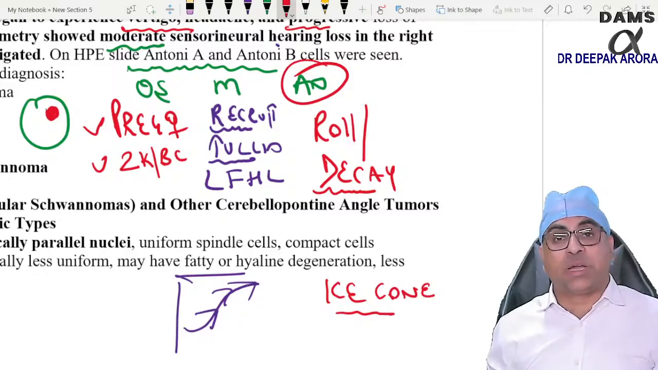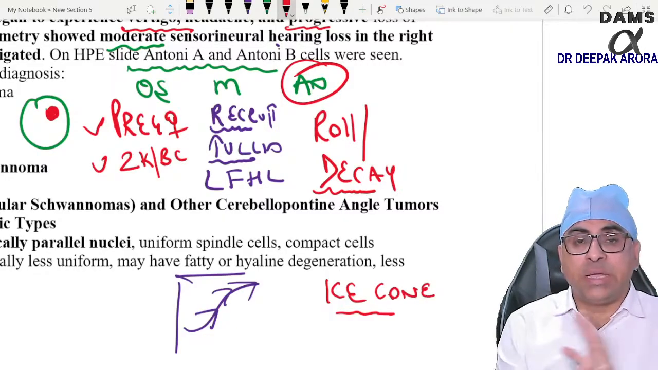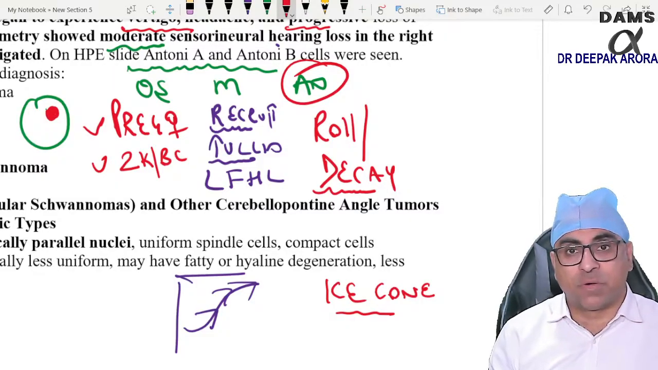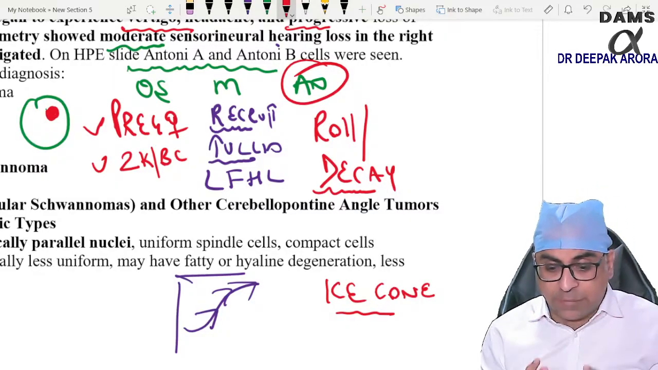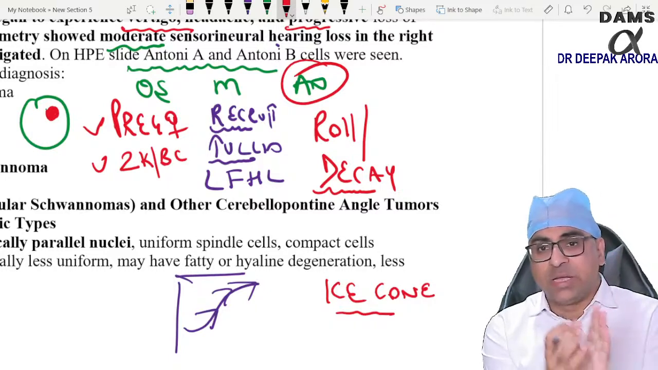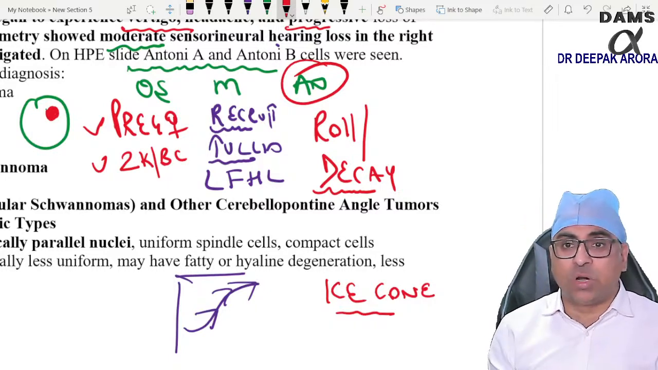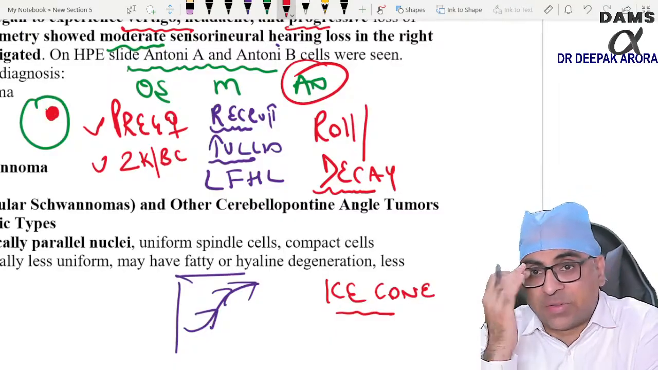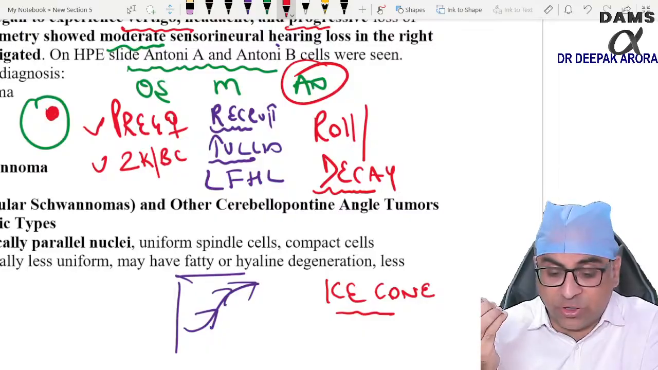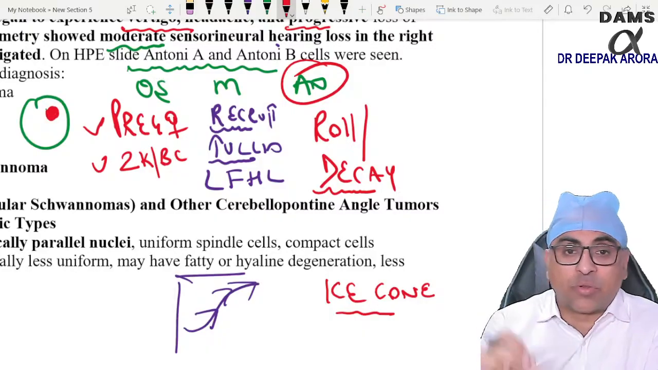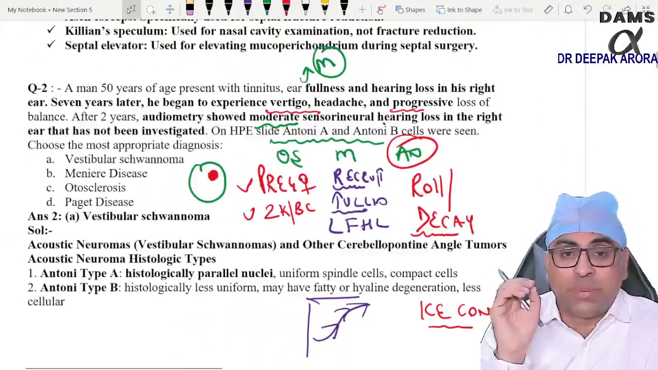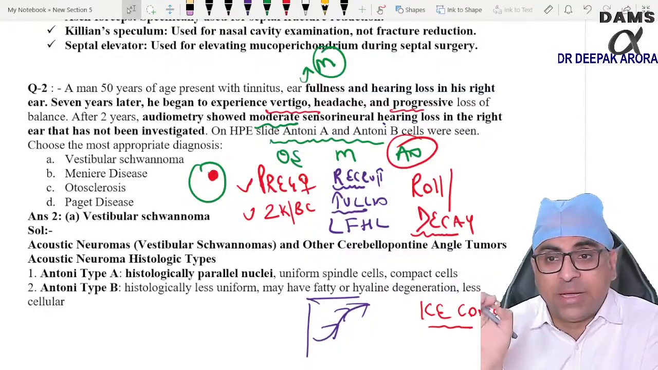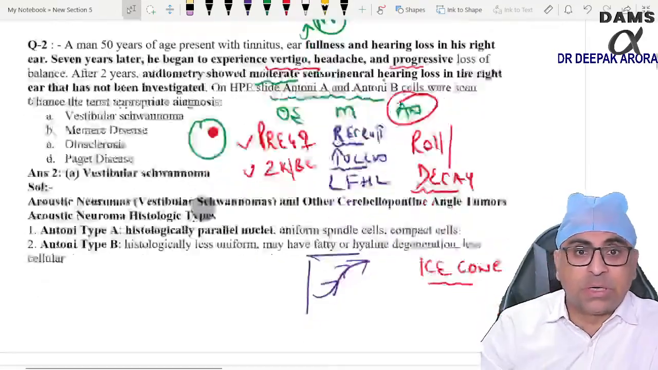Now listen carefully, beta. Conductive deafness is very easy to diagnose because you have an air-bone gap, so we can make a diagnosis of conductive deafness. But it is very difficult to differentiate sensory from neural. So these are the keywords which help me in the MCQ or in clinical diagnosis: Anthony A, Anthony B, ice cone appearance, we go for acoustic neuroma. So the answer in this MCQ will be acoustic neuroma, that is vestibular schwannoma. So option A will be the best choice. Is it clear? Crystal clear.